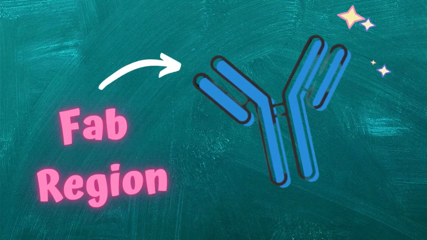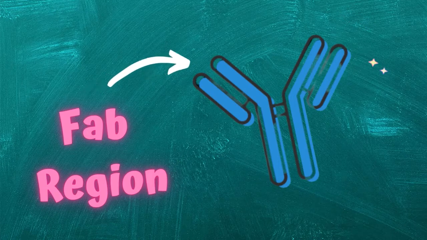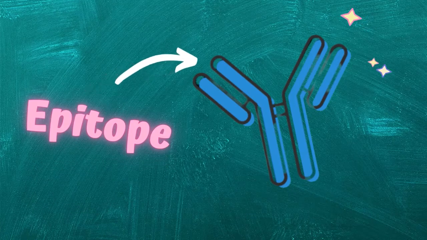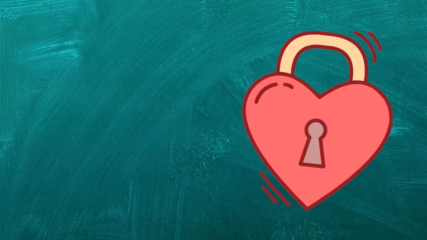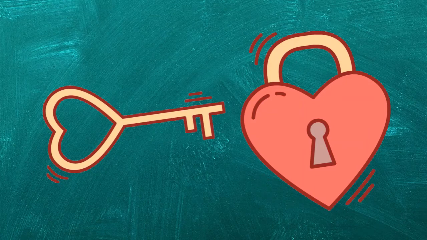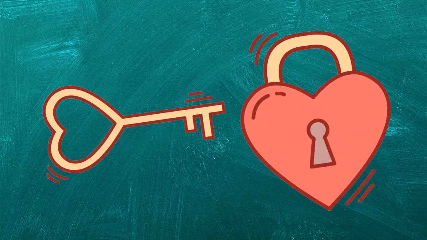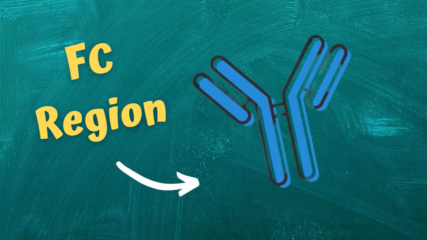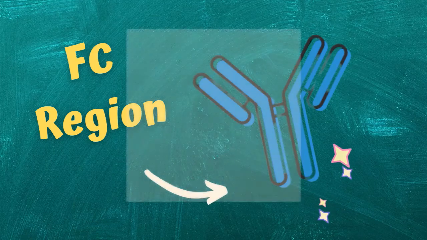Up at the top, we have two Fab regions. And no, that does not stand for fabulous. These are what create the epitope, or the type of antibody that this responds to. Think of it like a lock. Each lock requires a different shaped key, and in order for this antibody to get to work, it has to latch on to that specific key. The bottom part is called the Fc region, with C standing for constant. This part doesn't change.